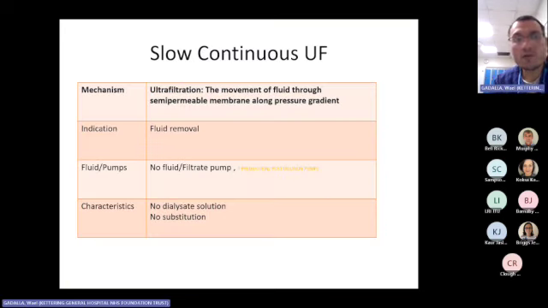We'll start with ultrafiltration. In ultrafiltration, we just remove fluid. We take the fluid from the patient, so we don't use any dialysate or any fluid substitution. The only pump working in the machine is the ultrafiltrate pump. It's just like moving a fluid along a pressure gradient.